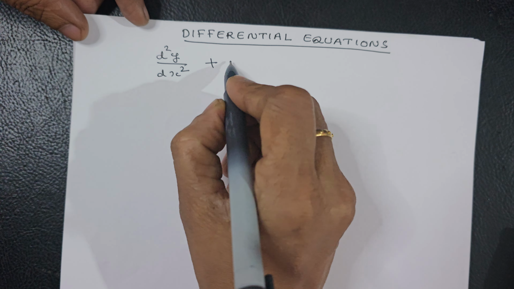Now, consider another differential equation: (d cube y by dx cube) whole square plus (dy by dx) whole raised to 4 is equal to 3y. Then what is the order of this differential equation? There is a third order derivative, d cube y by dx cube, present. Therefore, order is 3.